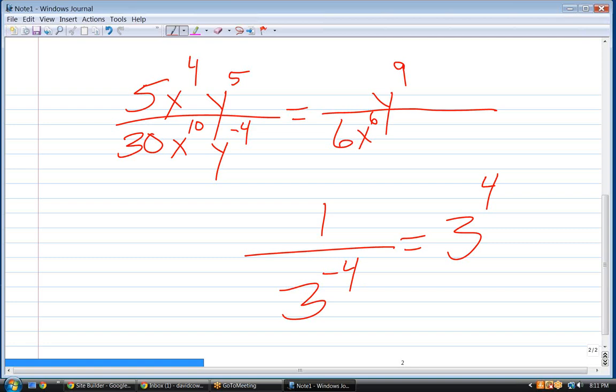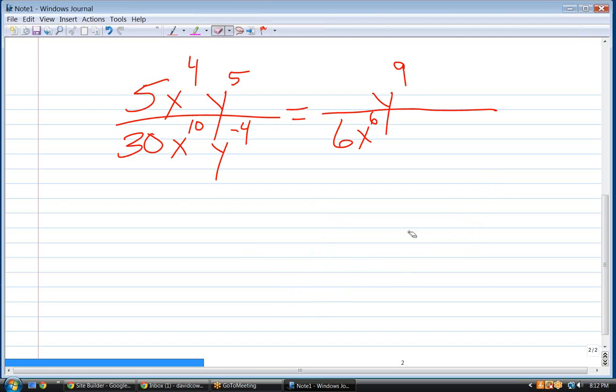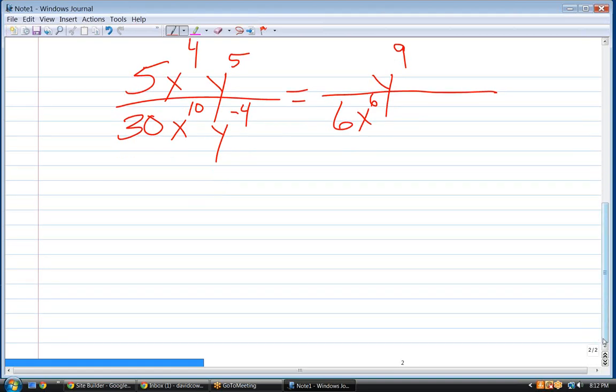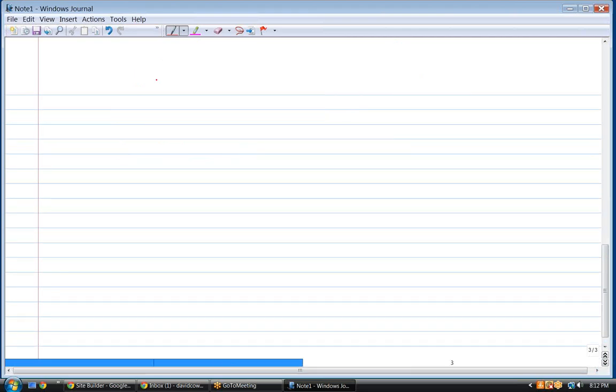So anytime you have a negative exponent, you can just move the whole thing to the other side of the fraction bar and turn it positive, whether it's in the denominator or the numerator to start with, doesn't matter. So we'll do another one like that.